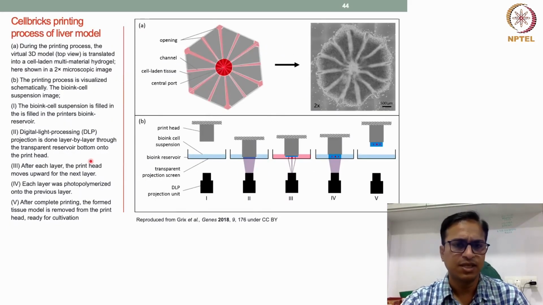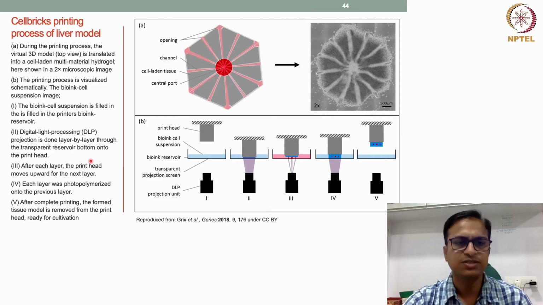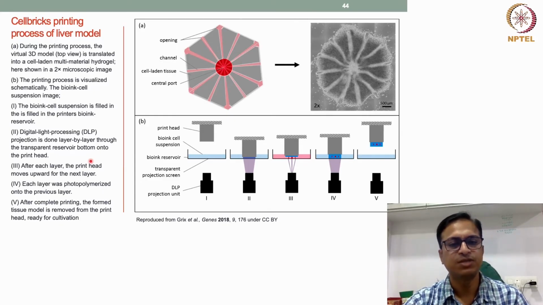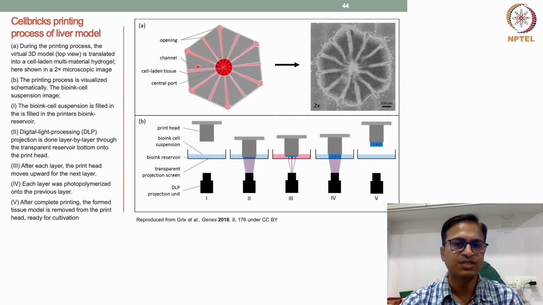Let us discuss a few more studies targeted towards bioprinting of liver tissue. This is one such technique where they tried to print a liver model using liver lobule-like structures, the hexagonal units. In the liver lobule, there are blood vessels lining running from the terminal end to the central part.